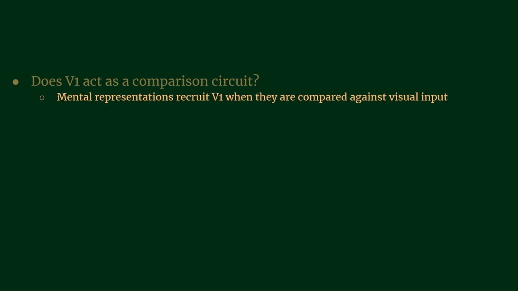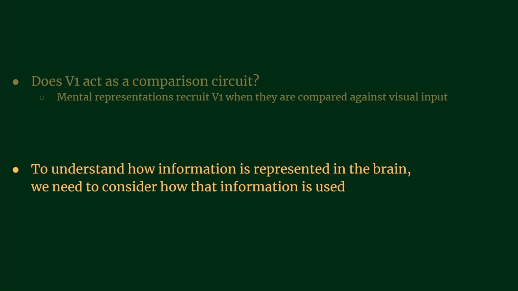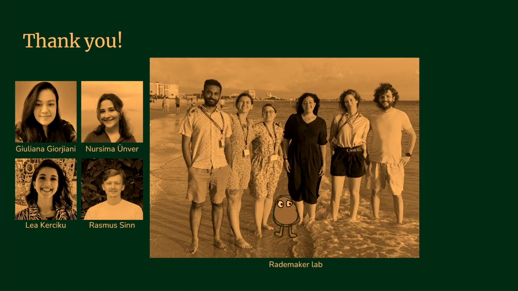And if you take a little bit of a step back, I think this also highlights something very important about how we should be thinking about this at large, which is that to understand how information is represented in the brain, we need to consider how this information is used. It's not universal.